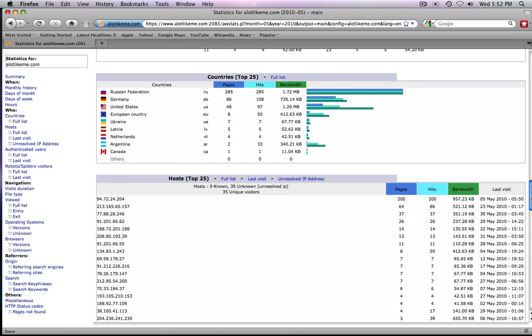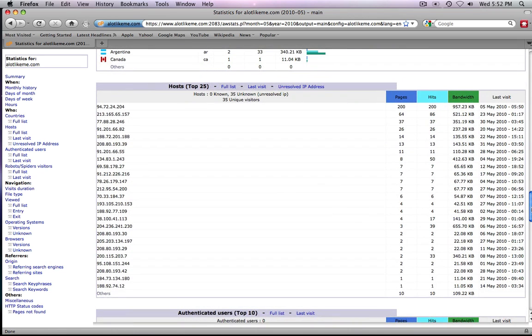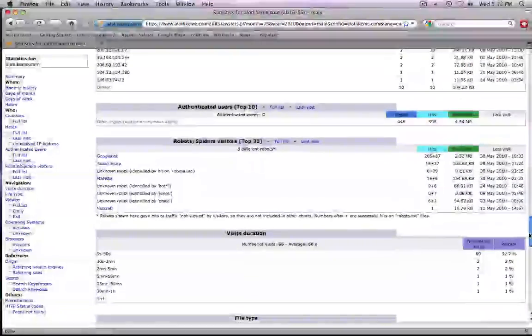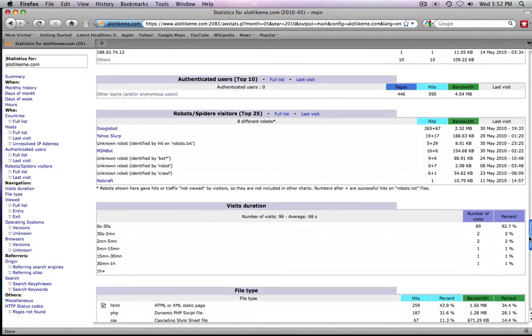Under here, we see our top hosts. This is just the top IP addresses that are connecting to us. And down here, we see authenticated users, there's 0, so we don't have to worry about that. Our robots and spiders is the things that index your website.